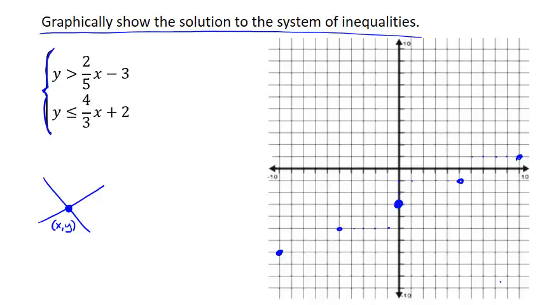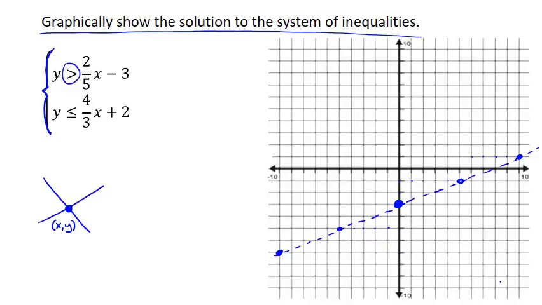Now, I'm not actually going to connect the dots with a solid line. Here's why. Because the inequality here does not have an equal sign. It's only y is greater than 2/5 x minus 3. So because it's y is greater than, what it means is that the actual line does not represent the solution. So what I'm going to use is a dashed line. So putting a dashed line through here shows me that any point along this line that I just graphed isn't actually a solution of that first inequality, because it says y is greater than.